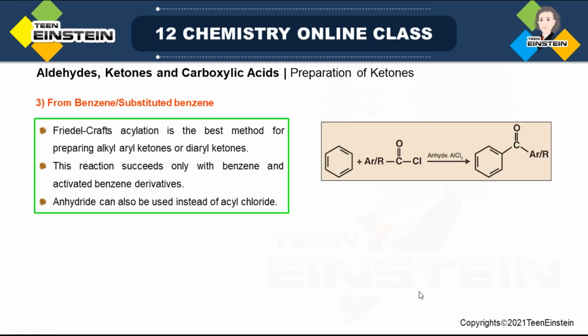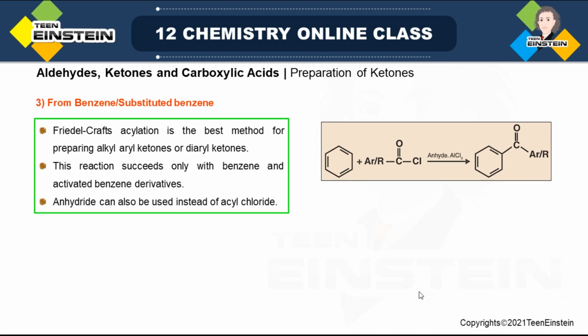Method number 3. Now the starting material is benzene, but you can take any derivative of benzene, that is, substituted benzene. And this is a very common reaction, which is Friedel-Crafts acylation, not alkylation. If I say alkylation, then it will be an R group, an alkyl group, that will be attached to benzene. But here we are trying to prepare a ketone, right? So that is why you have to do Friedel-Crafts acylation.